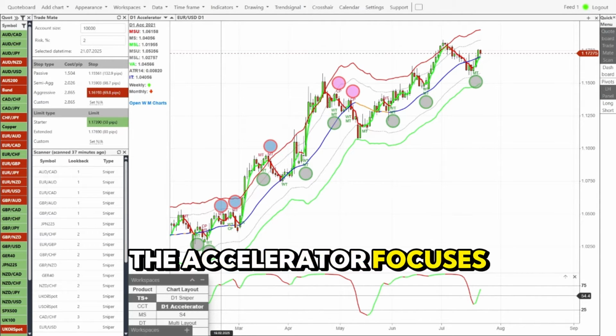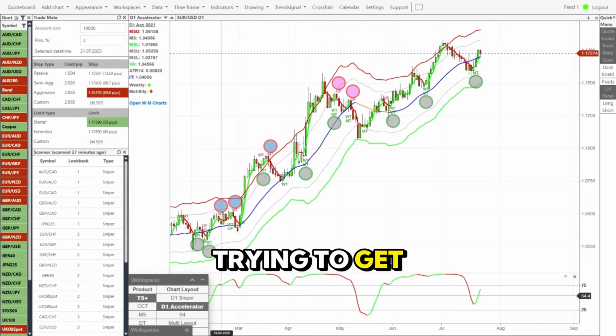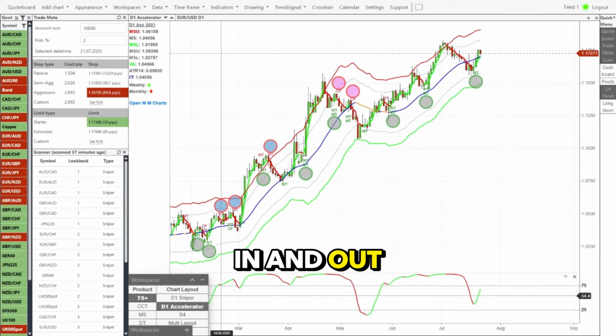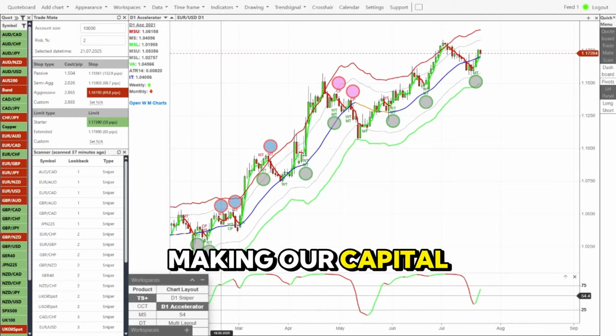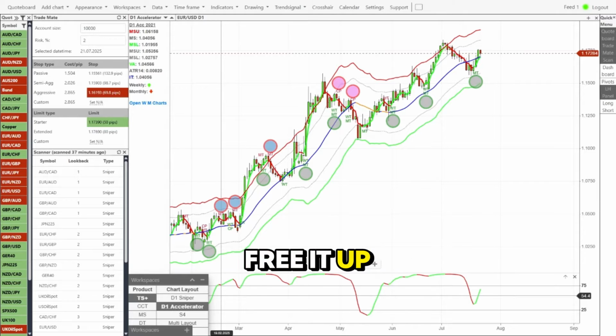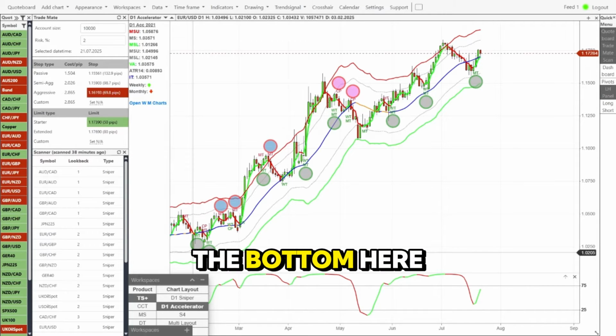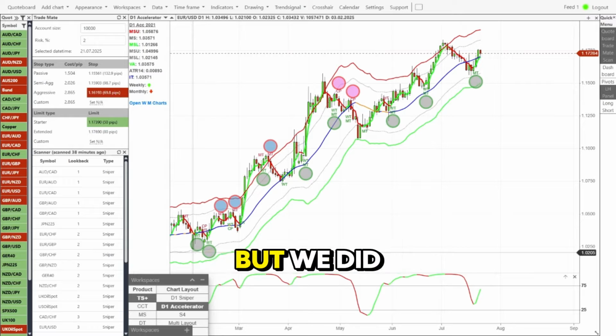The accelerator focuses on, instead of trying to get the initial entry point and holding it all the way through the trade, what we do is we come in and out of the trade, making our capital move more efficiently, and we can free it up to move into more impulsive trades that happen in the meantime. So what you can see, and I'll demonstrate an example of this. Let's say you entered right at the bottom here. You're never going to time it perfectly, but we did get pretty close.